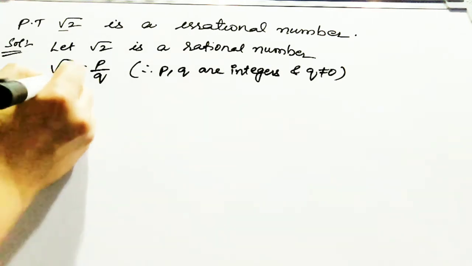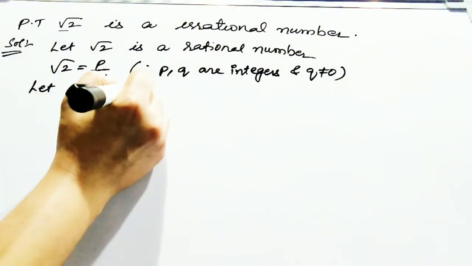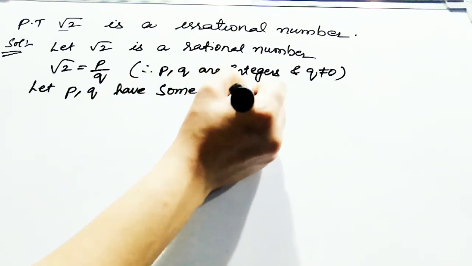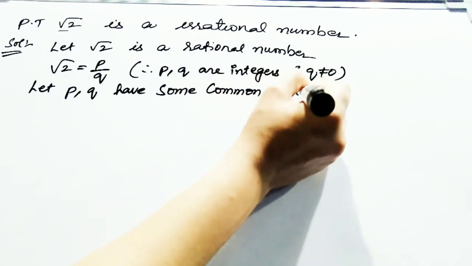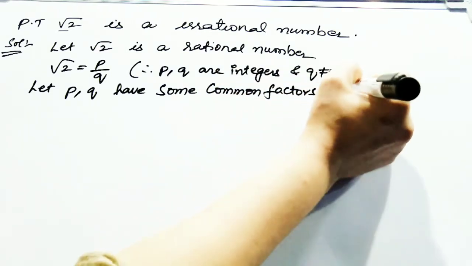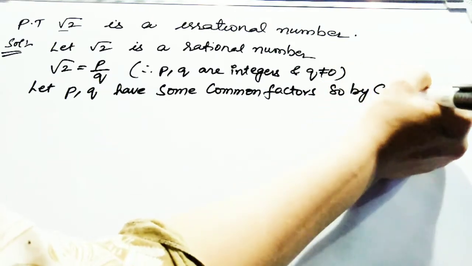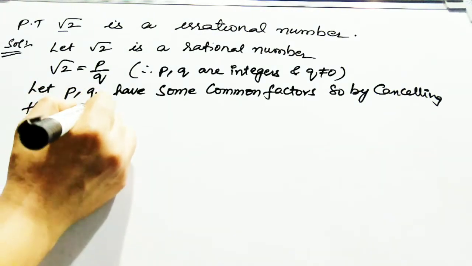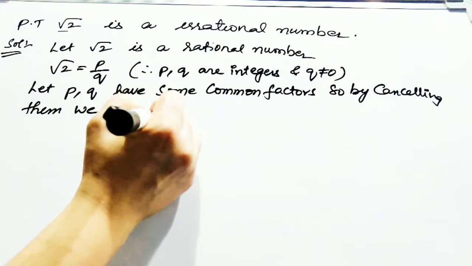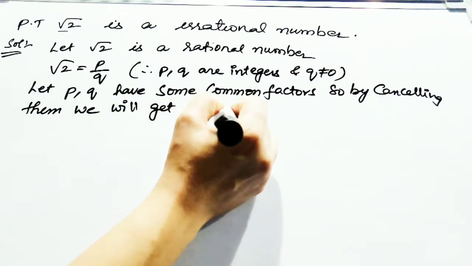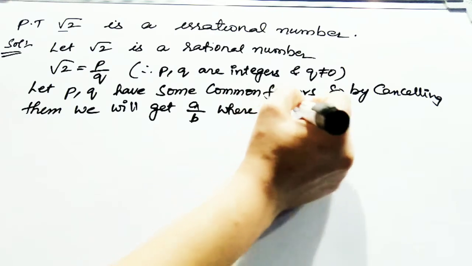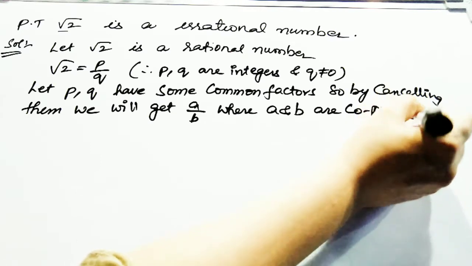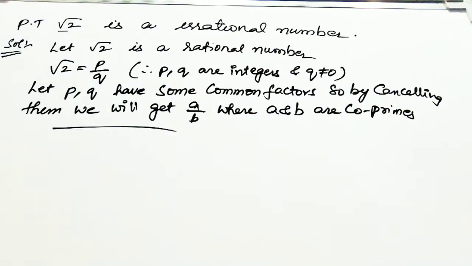So we are saying let p, q have some common factor. So by cancelling them we will get a upon b, where a and b are co-primes. What do you mean by that? Okay, just take an example.